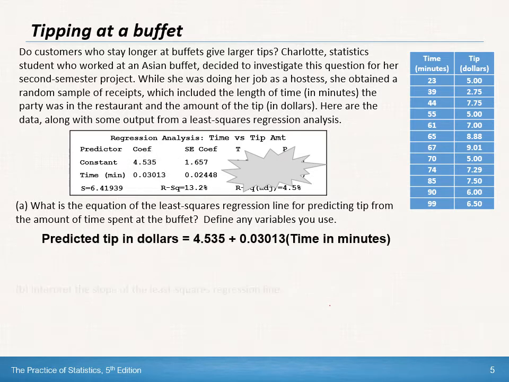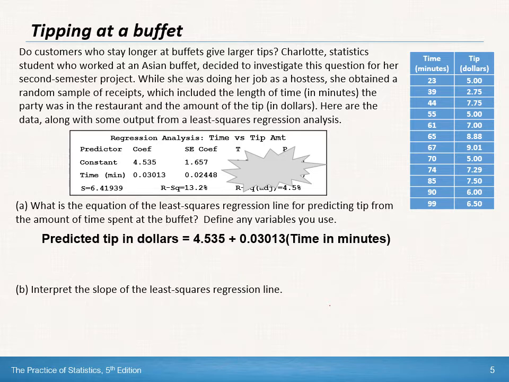All right, so we are going to put those time values into list one. Those will be our x, our explanatory variables. The tip will be the response variable. We'll put that into list two, and then we'll do a least squares regression analysis on our calculators, and it will give us this predicted tip in dollars, and then time in minutes will be our x.